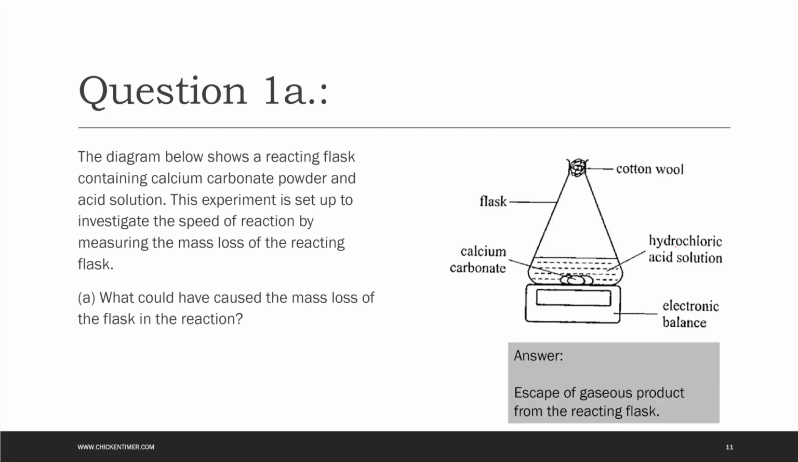So it's best to be more specific. If the question is 2 marks, then you have to say the calcium carbonate reacts with hydrochloric acid to produce carbon dioxide and so on. So the escape of the carbon dioxide would cause the mass loss in the flask. If it's 1 mark only, then you can just say the carbon dioxide escapes. The mass loss is due to the escape. So it depends on how much they want.